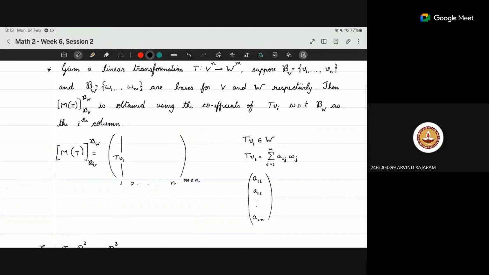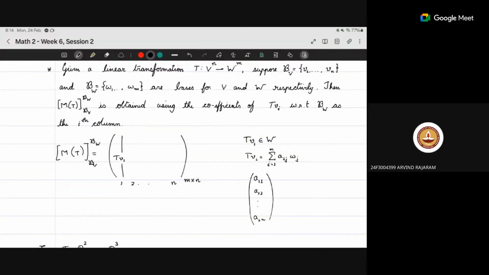Sir, what will be the order of the matrix in the codomain? You might have answered it, but maybe I did not catch that. The order of the matrix is dimension of codomain cross dimension of domain, which is m cross n. Okay. Yes.